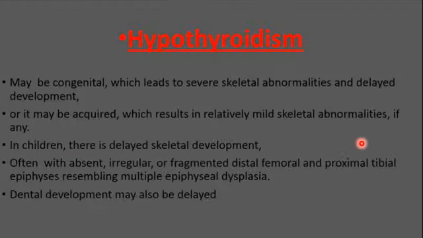We need to shift to hypothyroidism. In hypothyroidism, we have congenital, which leads to severe skeletal abnormality and delayed development. And we have acquired, which results in a relatively mild skeletal abnormality, if any. What does it call?